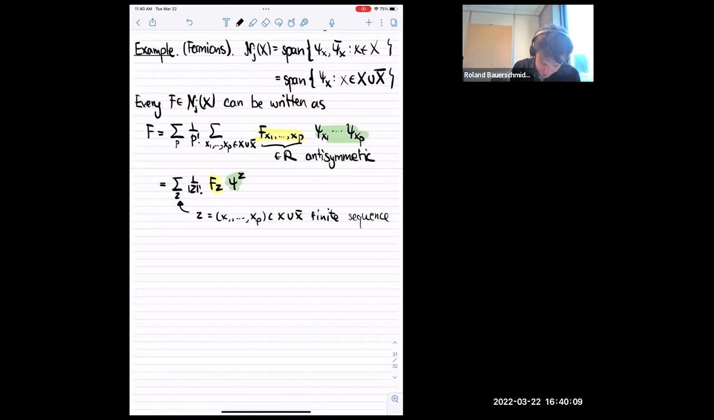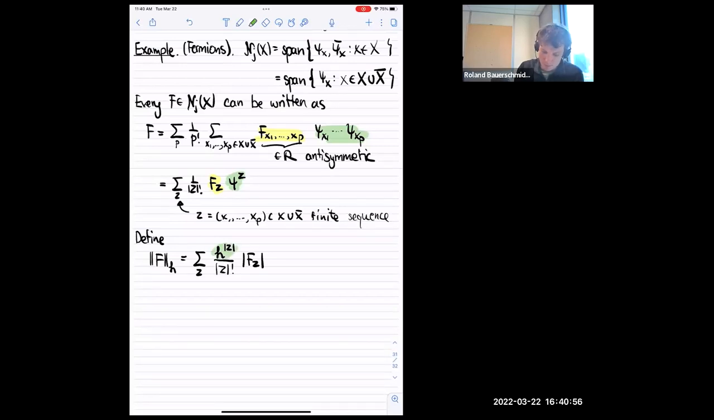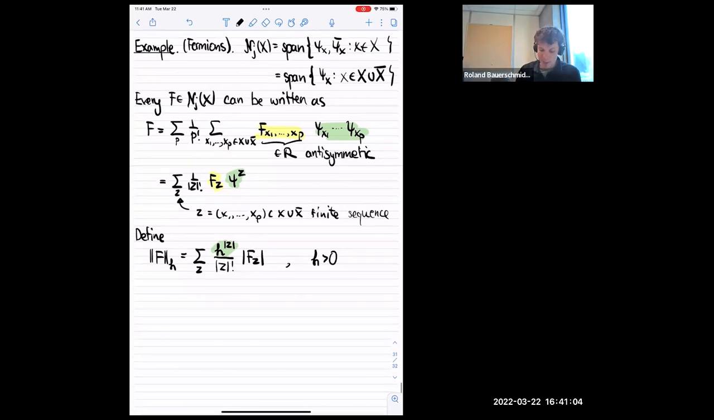And so here a norm you could define that is going to be a bit closer to the truth than the L infinity norm for bosons would be the following norm. I'm going to call this F with index h. You take the sum over z, so all finite sequences x1 up to xp, of some parameter h to the length of z divided by z factorial, and then I'm putting the absolute value of these coefficients. So I'm really taking the formula from above, and I'm replacing each factor of psi by some factor h, where h is a positive number. So this is a norm you could define on this space N of x in the fermionic case.